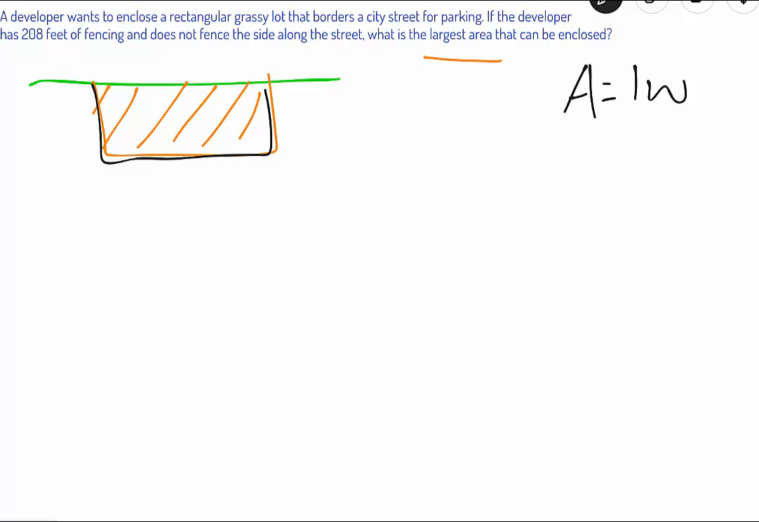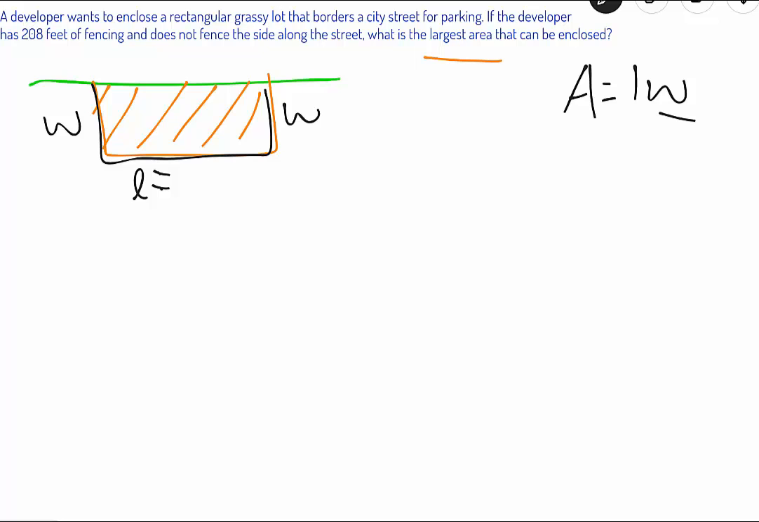Now, typically in math, if we don't know what something is, we call it X. But for the purposes of this, since we're using length and width, I'm going to use the width as my X. And our width is this side over here. So the width is just going to be W. We're not going to have any special names for it here. And what we know about a rectangle is that opposite sides are equal. So if I'm going to label the right side over here W, I'm also going to label the left side W. We just need to figure out what exactly is our length.